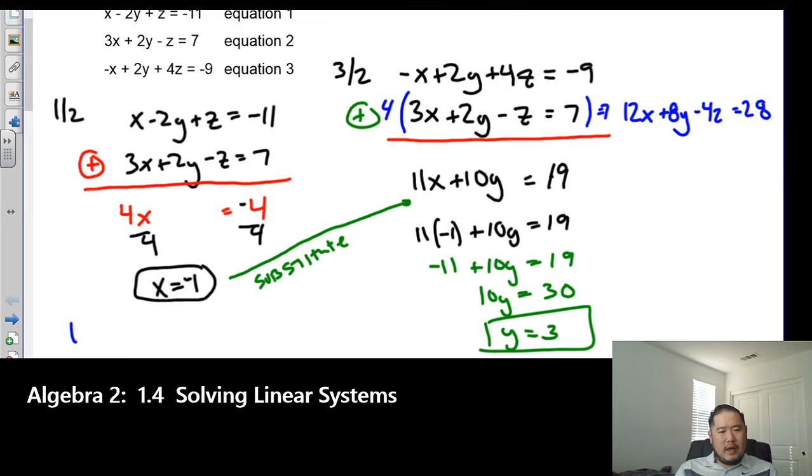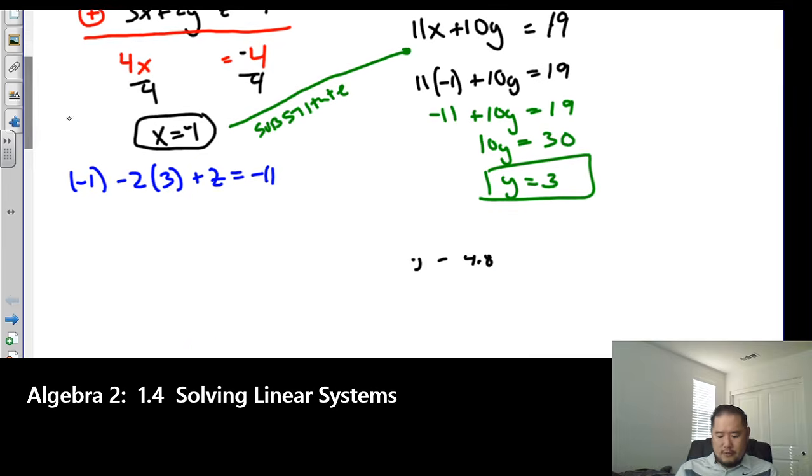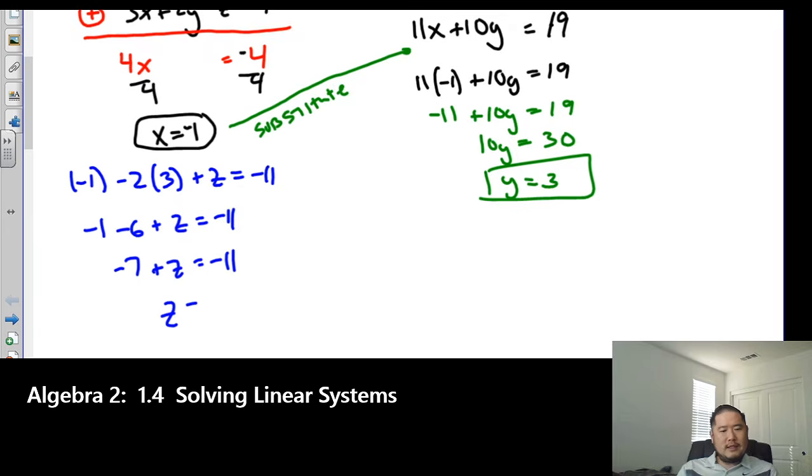So we have negative 1 minus 2 times y, which is 3, and then plus z is equal to negative 11. All right, so from there, let's go ahead and solve things out. I got negative 1, negative 2 times 3, negative 6, plus z is equal to negative 11. So that right there, negative 7 plus z is equal to negative 11. We'll add 7 to both sides, and z right here is equal to negative 4.